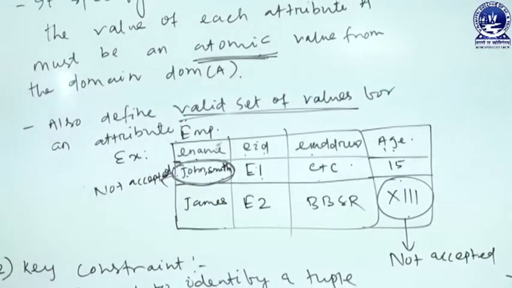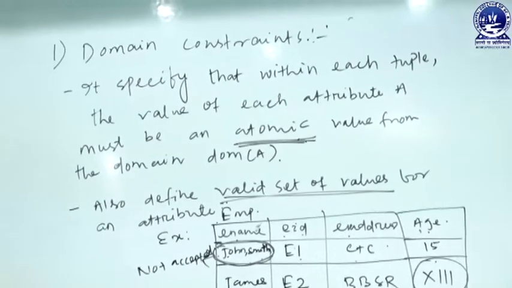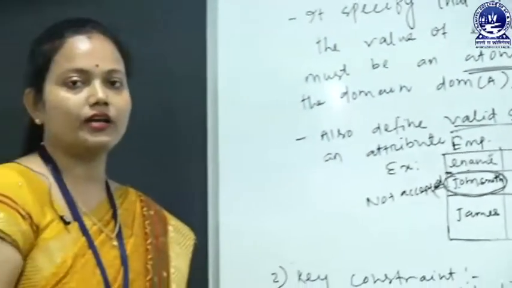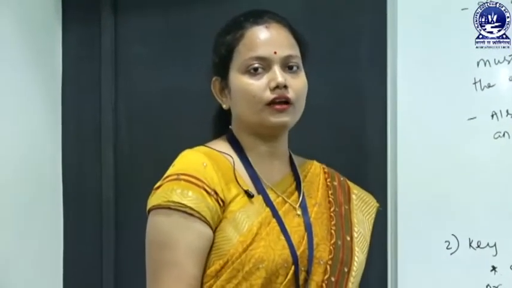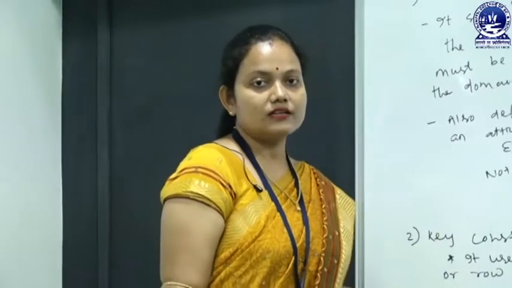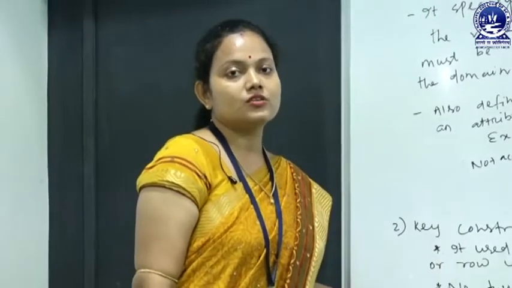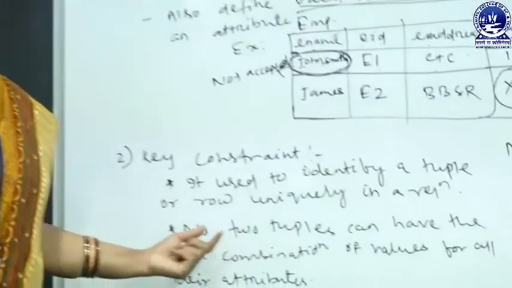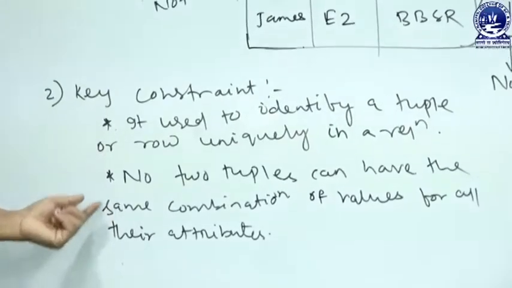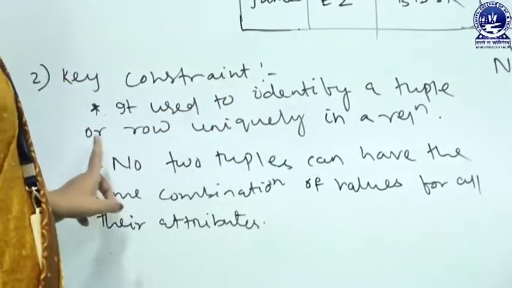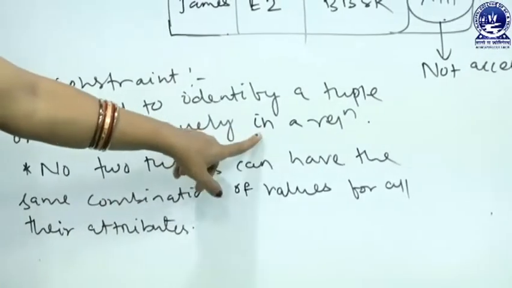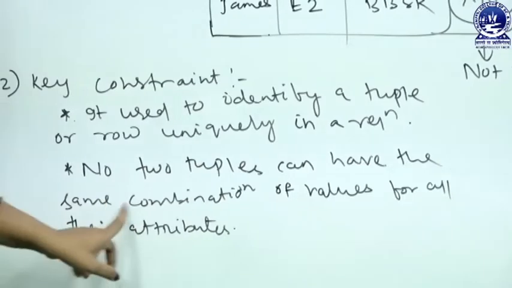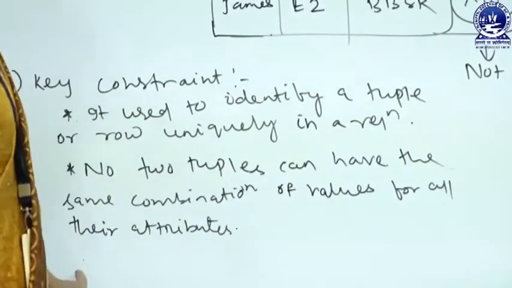Next comes the next constraint, that is the key constraint. Key constraint is basically used to uniquely identify a particular tuple or a row of record in a relation, and a key constraint specifies that no two tuples have the same combination of values for all their attributes. It is used to identify a particular tuple or row uniquely in a relation, and second, no two tuples can have the same combination of values for all their attributes.